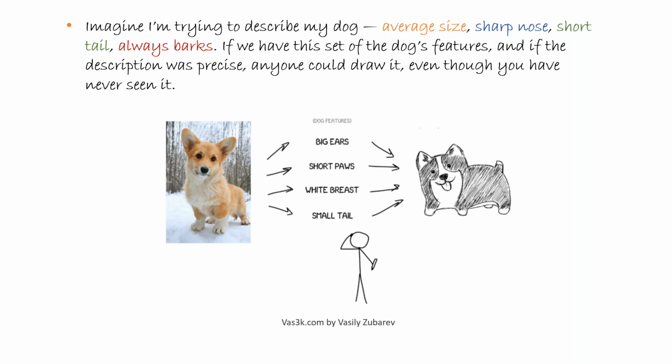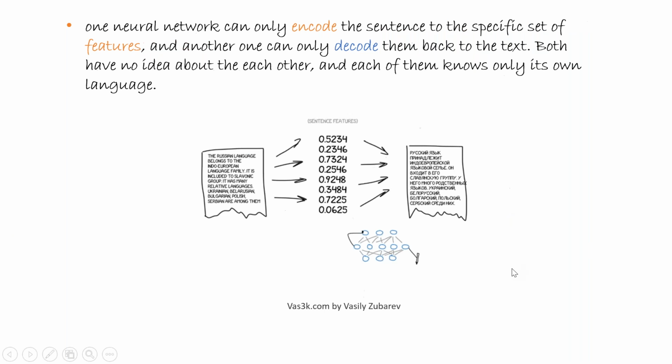So here, big ears, short paws, wide breast, and small tail. These are the features of the dog that we are talking about, right? So what does the same thing, features, mean in terms of text, or in terms of textual data? We will see that further.